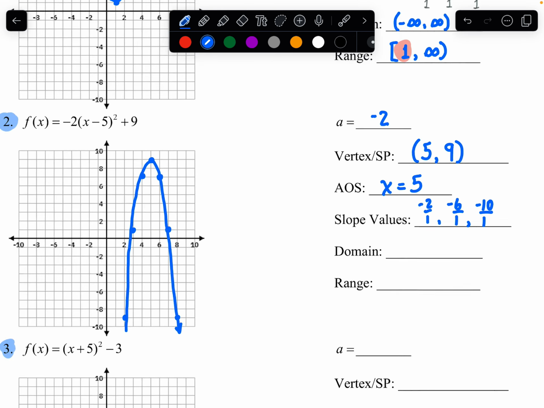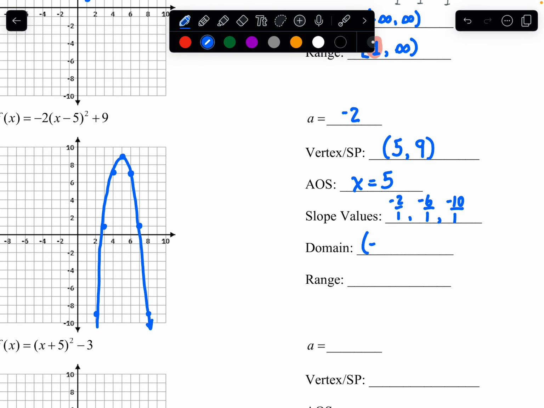It's opening down. My domain, as we said earlier, for all these functions is going to be negative to positive infinity. Now my range has no bottom, so we're going to have negative infinity, and that goes up to 9. It has a maximum value.